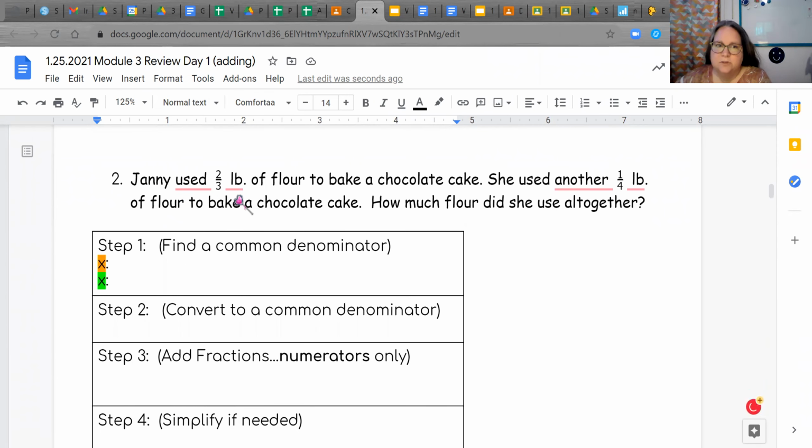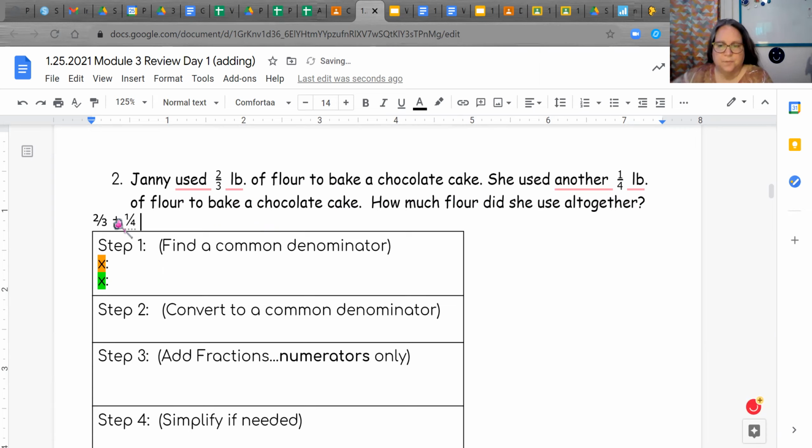It says Janie used 2/3 pound of flour to bake chocolate cake. She used another 1/4 pound of flour to bake a chocolate cake. So apparently she's making 2 different cakes. How much flour did she use altogether? So right here, I'm just going to quick write the problem. I have 2/3 add 1/4.